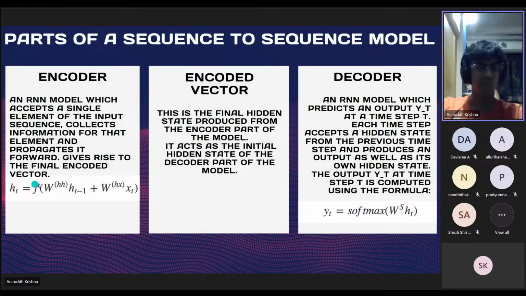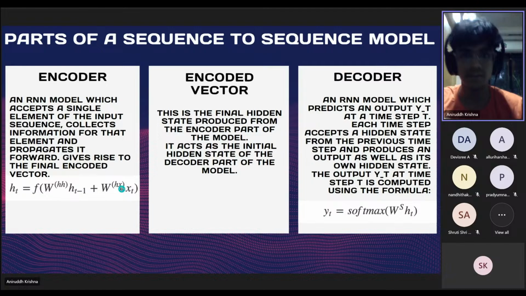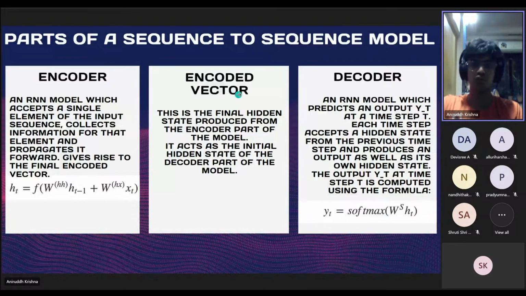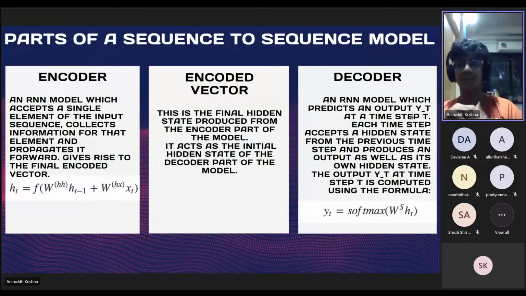So yeah, its formula is the same. Any activation function, inside it, we will have weight into previous hidden state plus weight into the input that we have. The encoded vector is the final hidden state produced from the encoder part of the model. It acts as the initial hidden state of the decoder part of the model. And a decoder predicts an output yt at a time step t. Now each time step accepts a hidden state from the previous time step, which is exactly how an RNN or an LSTM works. And it has its own hidden state.